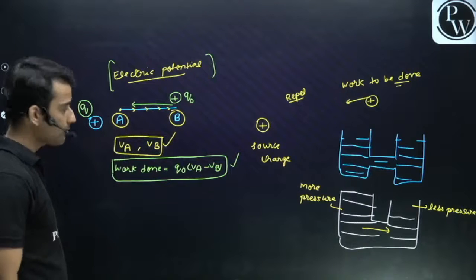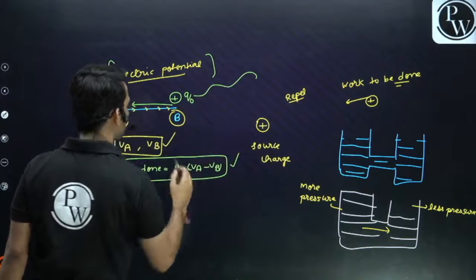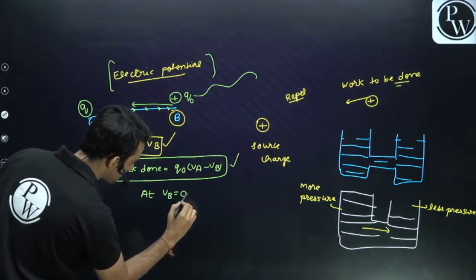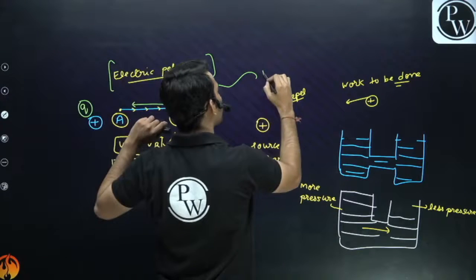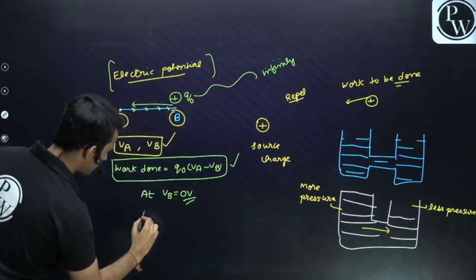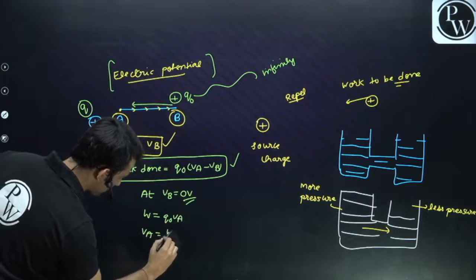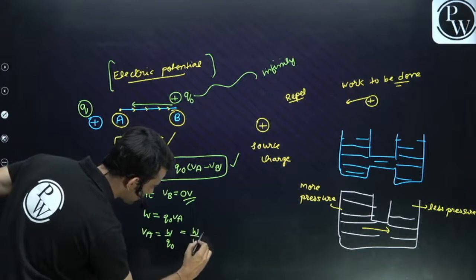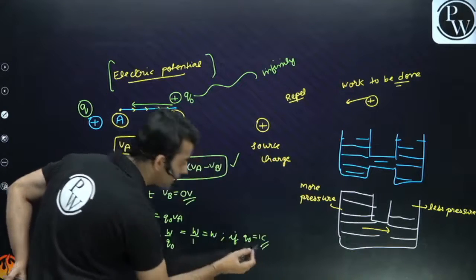Clear guys? Now let's say I am bringing this charge from infinity. What will happen? At infinity, the electric potential is considered to be 0, because the charge is brought from a very large distance, right? So what will be the work done? It will be Q naught into VA. So what is VA? It will be work upon Q naught. If Q naught is 1 coulomb, VA will be equal to W, isn't it? If Q naught is 1 coulomb, we call it unit charge.